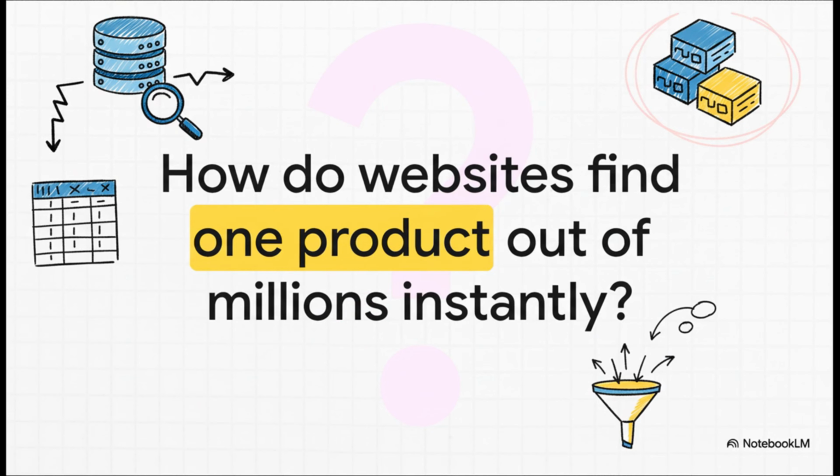Have you ever wondered how a big online shopping site can find that one specific thing you're looking for out of millions of products in just a split second? Well, the magic behind all of that speed and accuracy is something called a database. And the language it speaks, well, that's SQL. And that's exactly what we're here to learn today.